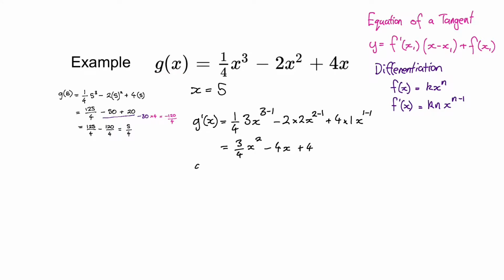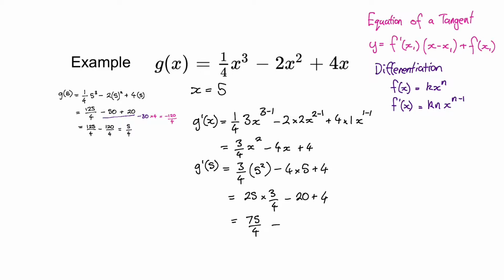Now we just need to solve our g prime of 5, which is going to give us 3 over 4, 5 squared, minus 4 times 5, plus 4. So 5 squared is 25, 25 times 3 over 4, minus 4 times 5 is 20, plus 4. So then we've got 75 on 4, minus 20 plus 4, minus 20 plus 4 is going to give us 16.